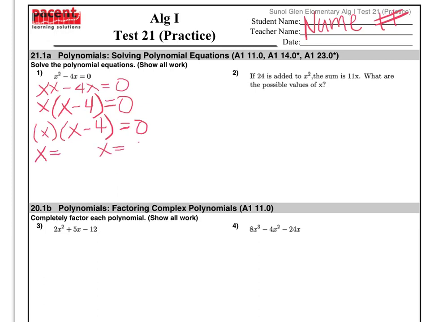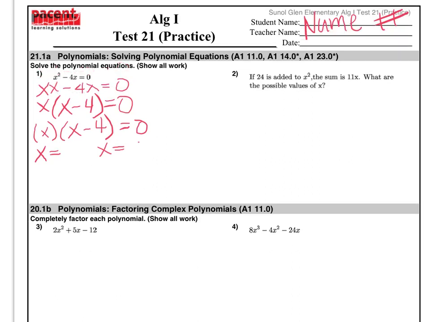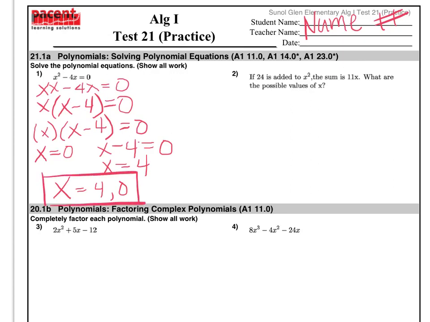Where's my erase button? Okay, so this would be x is equal to 0 and x minus 4 is equal to 0. And so x is equal to 0 is one of the answers, and then x is equal to 4 would be the other answer. So you can write them separately, or you could do x is equal to 4, comma, 0, something like that. You could put an "or" something. Box your answer, of course.